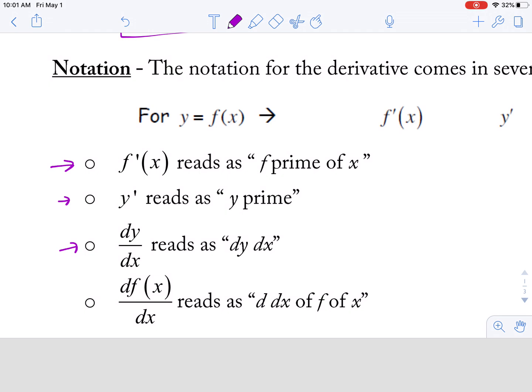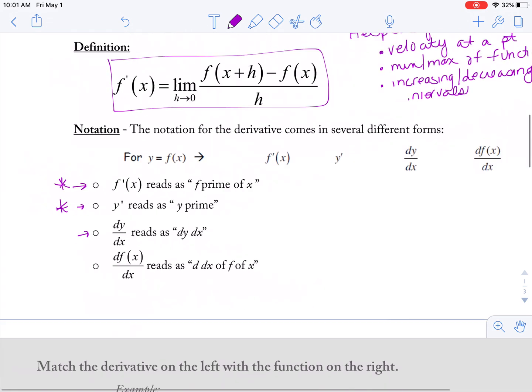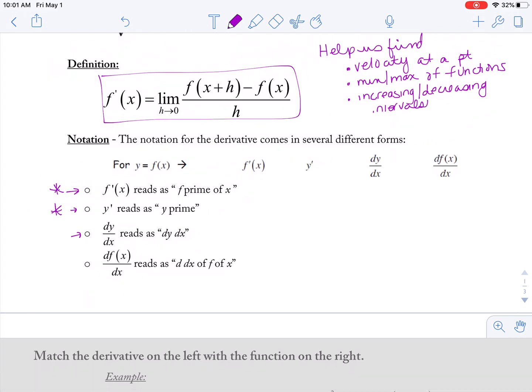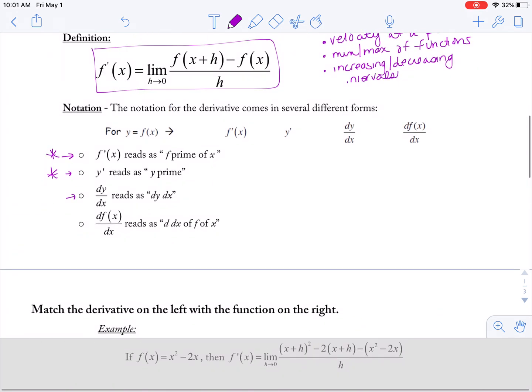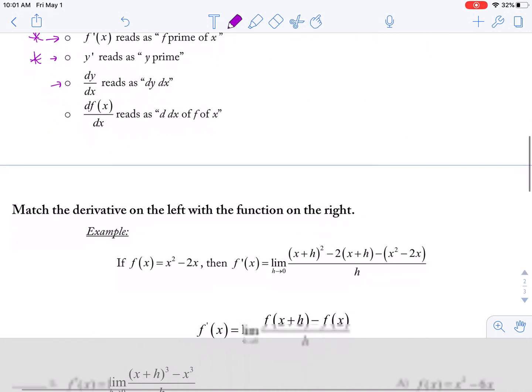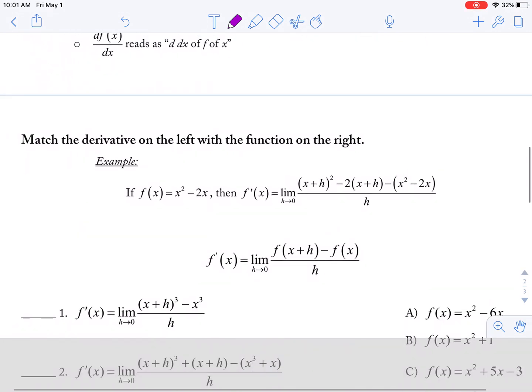All right, for this class, we're pretty much going to see the first two. My bet is next year you will see it like the third one. Okay, so we're going to use this example, our formal definition. So this first part says, match the derivative on the left with the function on the right.